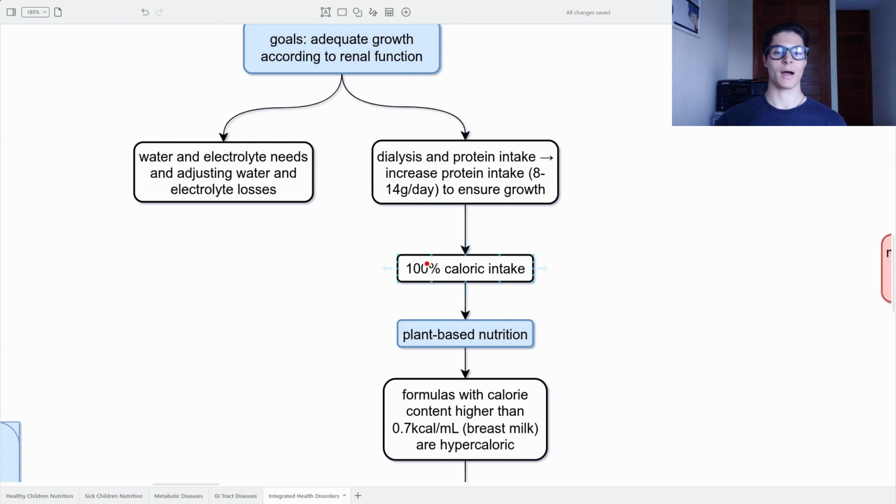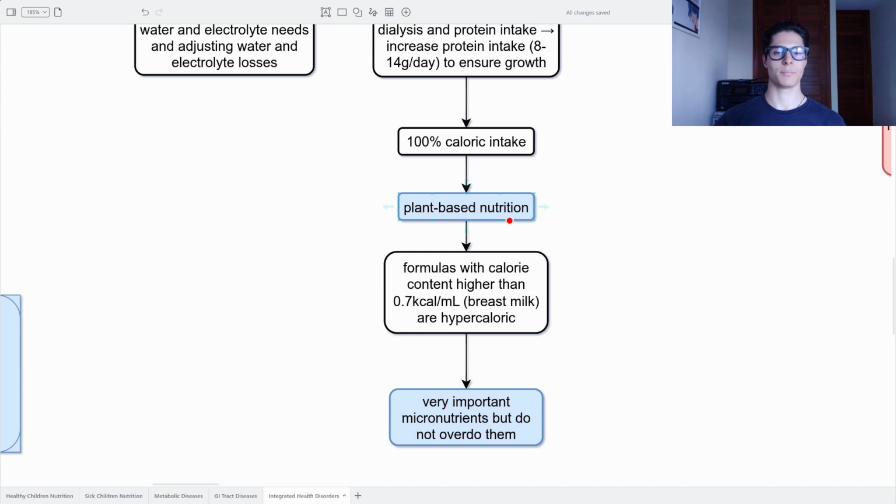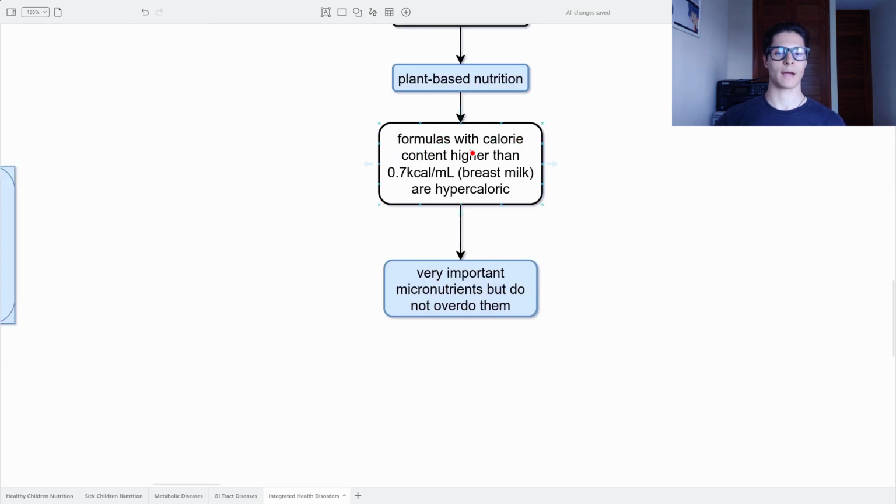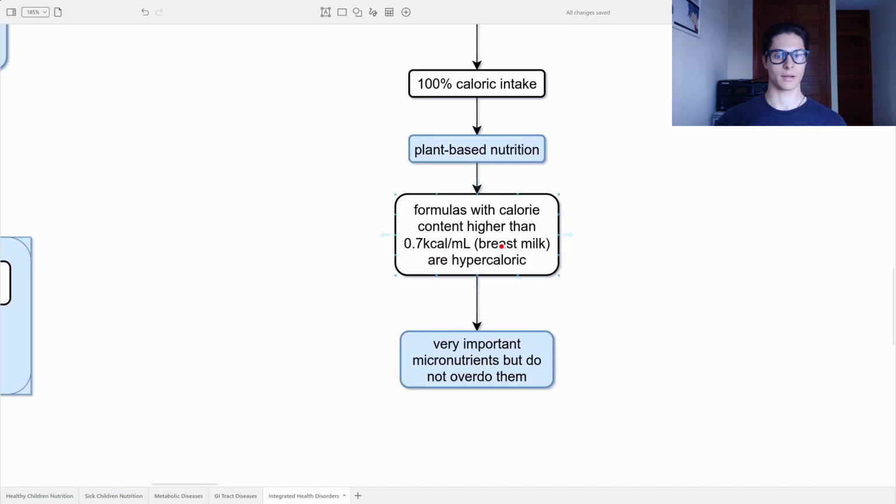We must give them 100% of the caloric intake they need. And here we also recommend a plant-based nutrition. The formulas with a calorie content higher than 0.7 kilocalories per milliliter, which is indeed the amount of calories in the breast milk, are considered hypercaloric.